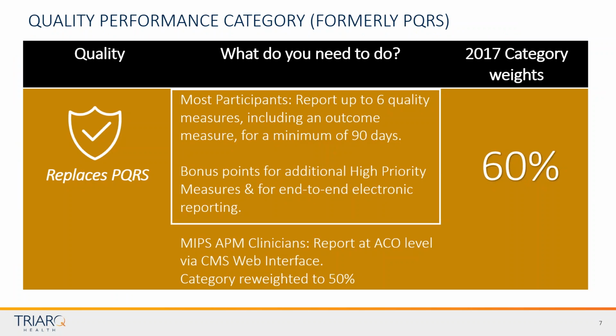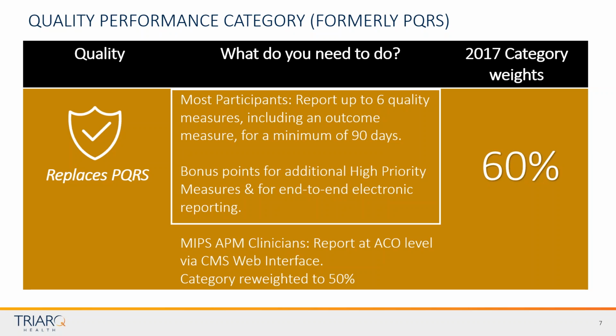So quality performance category, formerly PQRS. I'm going to say that a million times because I want to make sure you all become very familiar with this. What's nice about it, though, even though it's based on PQRS, the reporting requirements are actually less than what we had to do for PQRS. Most of us will report up to 6 quality measures, including 1 outcome measure for a minimum of 90 days. That's what most of us are going to do.